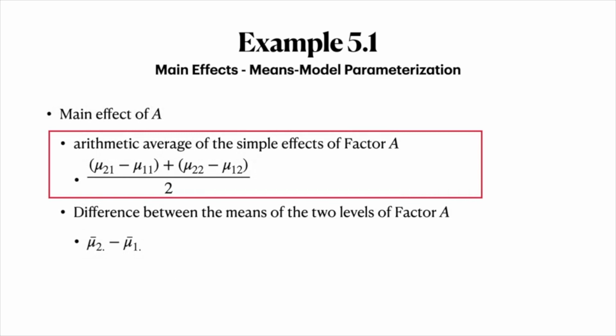And so let's do this first for the main effect of A. We'll first calculate the main effect as the arithmetic average of the simple effects of factor A. And so we found the simple effects previously to be negative 20 and negative 60, and the average of those two values is negative 40. So the main effect of A is negative 40.